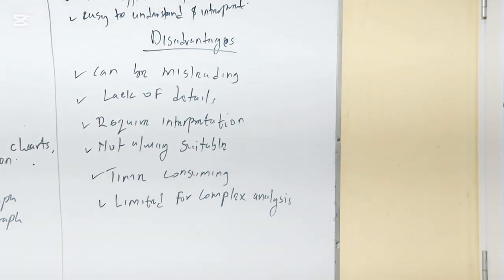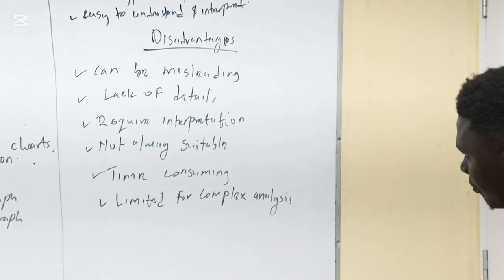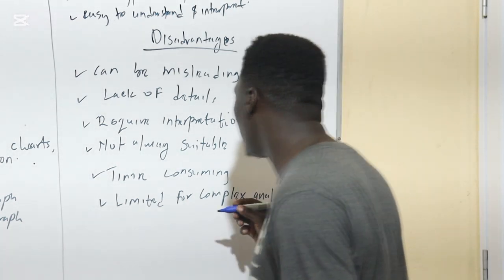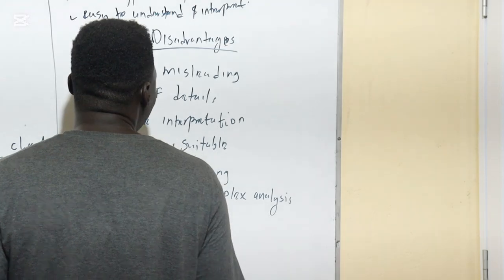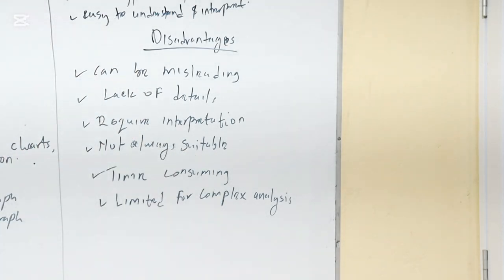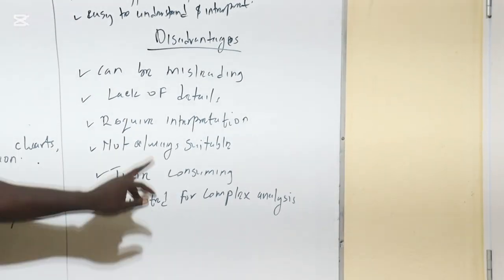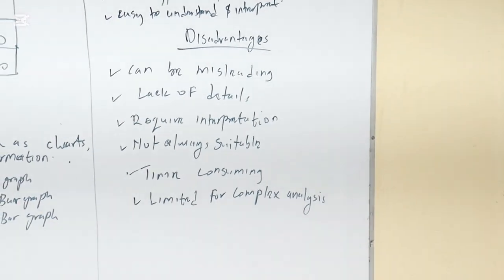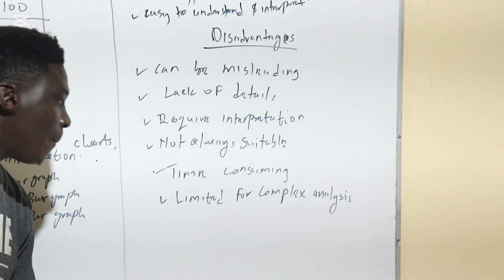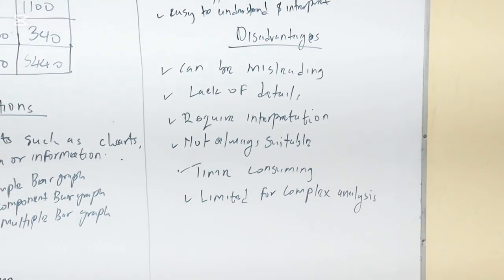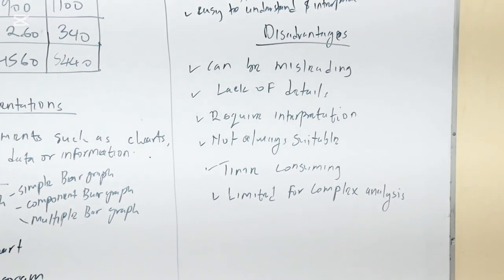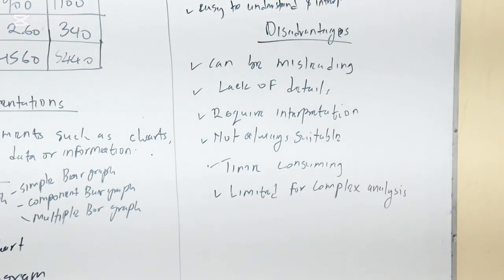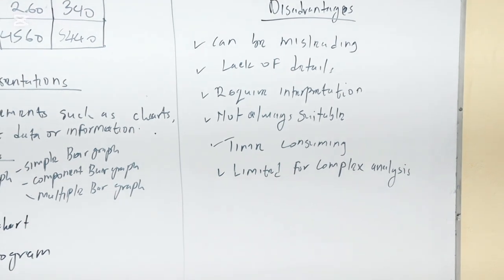Number 4, it is not always suitable for big data. For example, where we have very big or complex numbers, it is not suitable to use a graph as the method of presentation. Next, it is time consuming when the data is too big. Then lastly, it is limited for complex analysis. When you want to analyze correlation and regression, the use of graphs may be limited at some point.